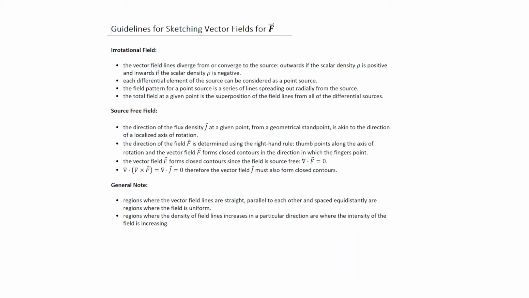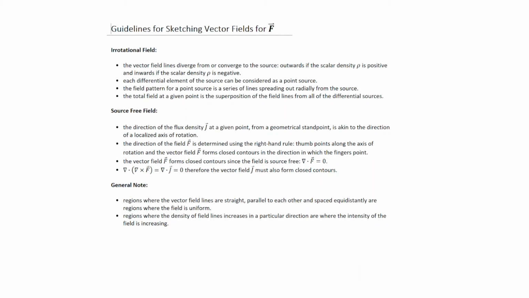distribution. The field pattern for a point source is a series of lines spreading out radially from the source, and the total field at a given point is a superposition of the field lines from all of the differential sources. So here I've described in a very simple way how you can imagine what the fields would look like, starting with something relatively simple.